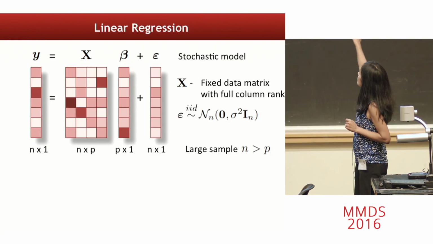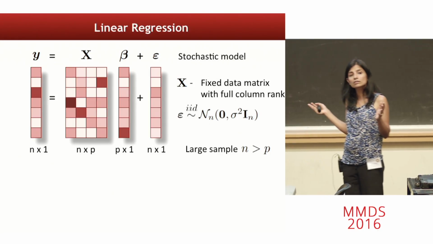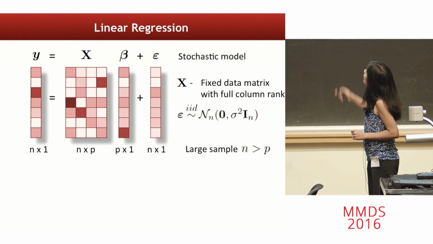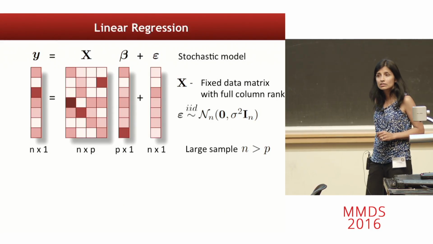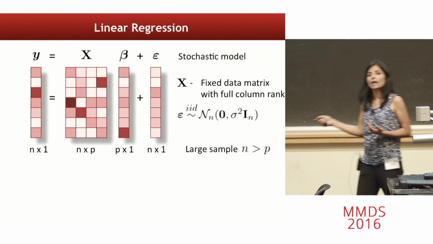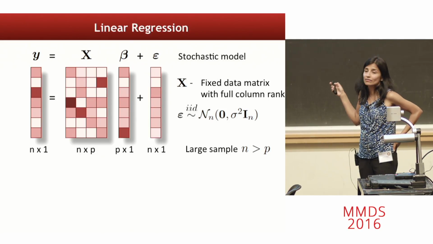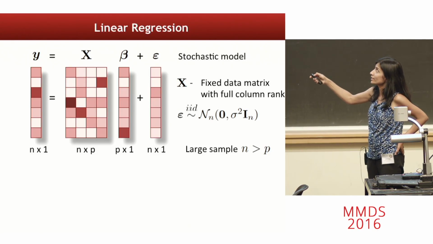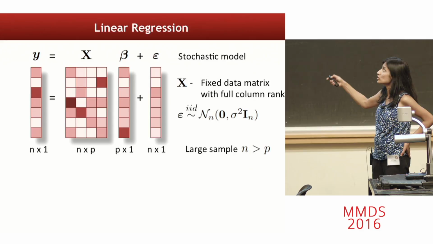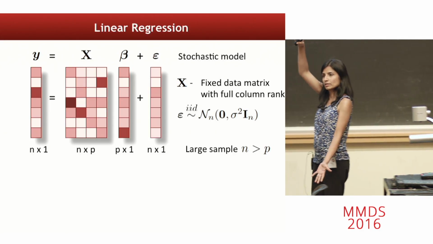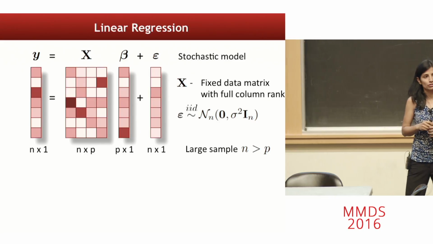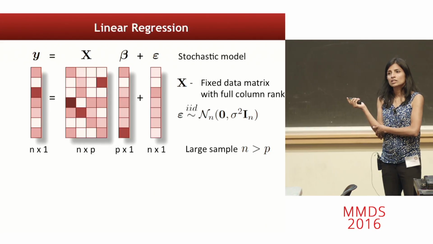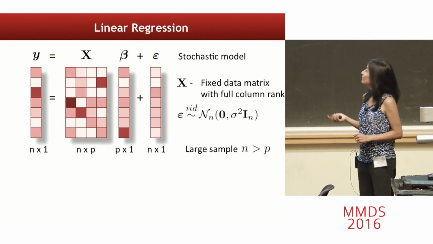In this case, we assume that the epsilons are all IID samples from a white Gaussian noise with mean 0 and covariance sigma squared I. X for now we'll assume is a fixed data matrix with full column rank. Okay? And we are in this large sample setting, which means that n is much larger than p. n is the number of data points we can potentially collect the labels for, and p is the number of features, and we are thinking of X as a tall matrix, essentially. So lots of data points and few features for now. Okay? Is the setup clear? So this is a simple stochastic model we'll look at.